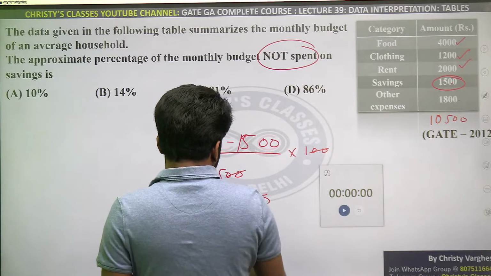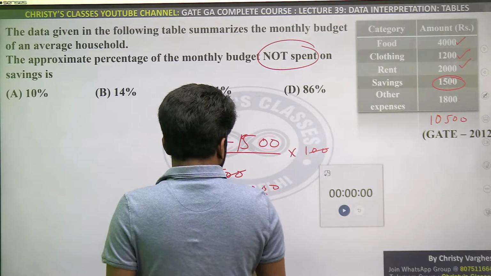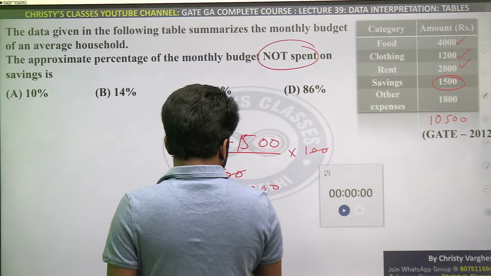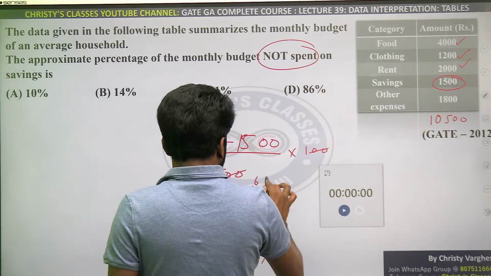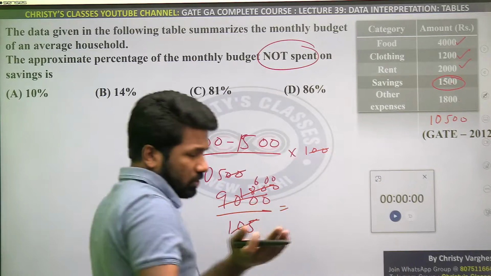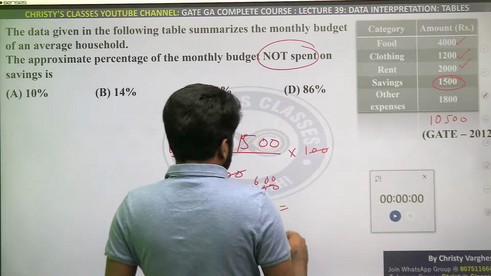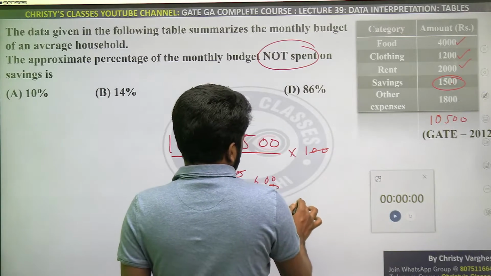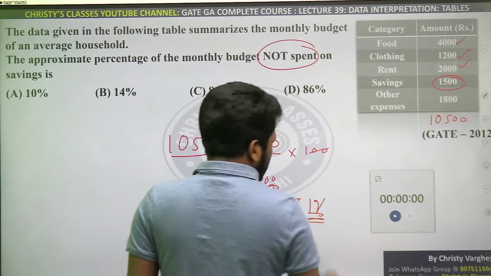1,800 by 21. 3 cancels, 7 and 600. 600 by 7, yeah, you can use the virtual calculator, it is the GATE exam, you can use the virtual calculator. 600 by 7, in the 81 range itself you will get, 81 percentage.